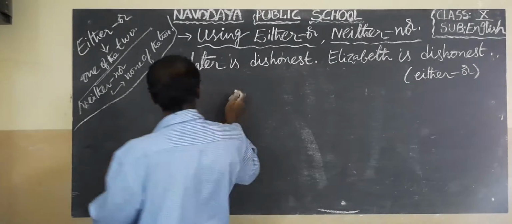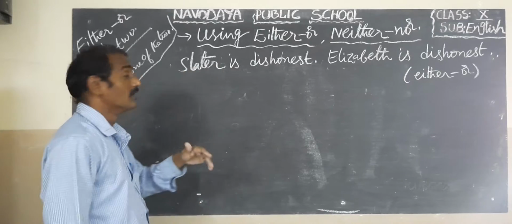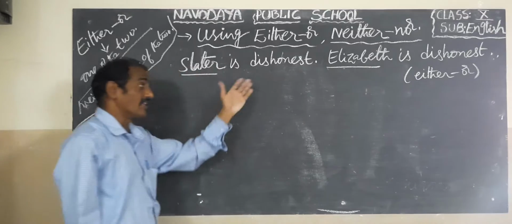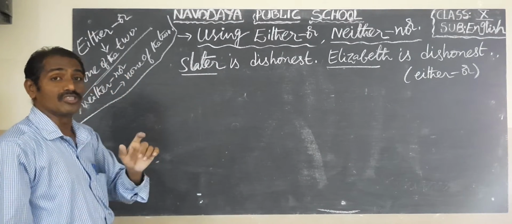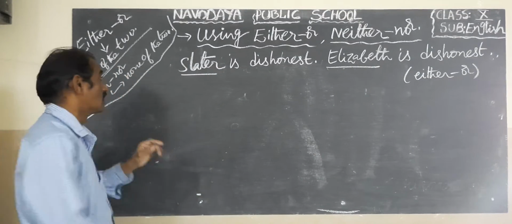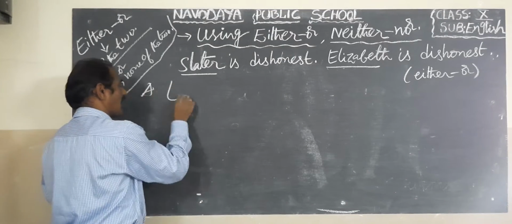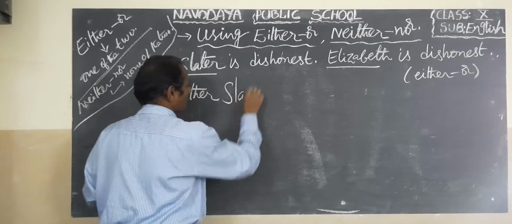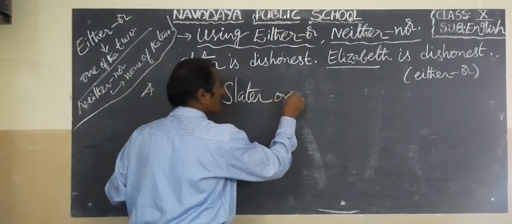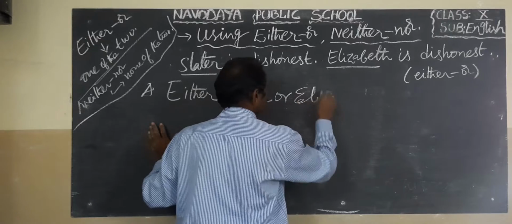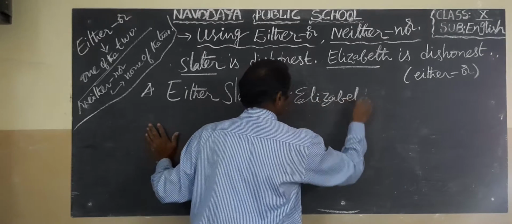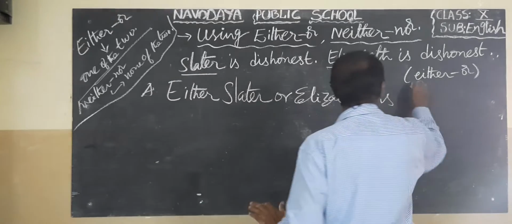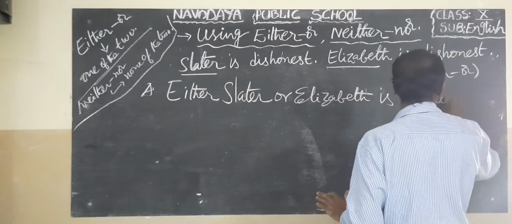The two subjects are different, children. Here Slater is different, Elizabeth is different. So in this way, the subject is different but the object is the same. In this way, we should use either at the beginning of the sentence. So the answer: either Slater or Elizabeth is dishonest.